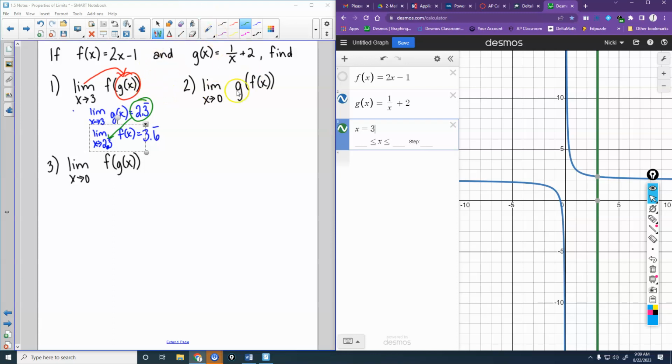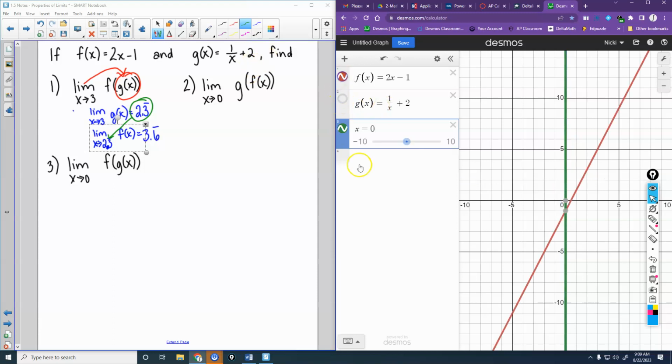All right, so let's do this the other way around. This time we're looking at 0, and we're doing g of f of x. So let me change that to a 0 right there. Which function do I need to take the limit of first? F of x. So let me get rid of g of x and look at f of x. The first thing I'm doing is taking the limit of the inside. The limit as x approaches 0 of f of x is going to be, what would we get right here?